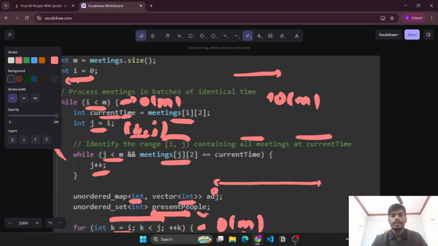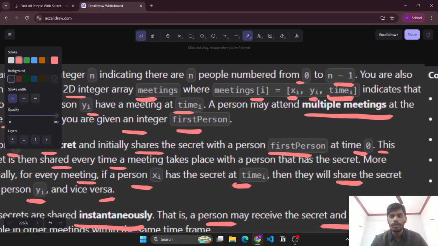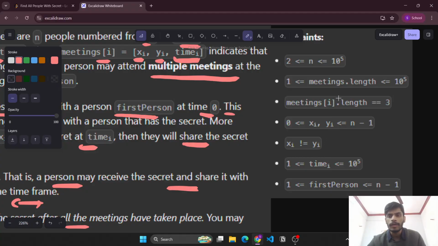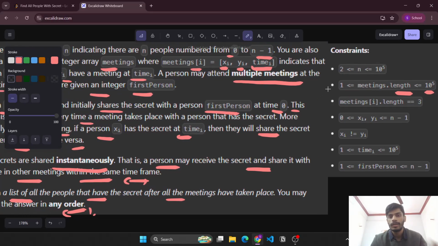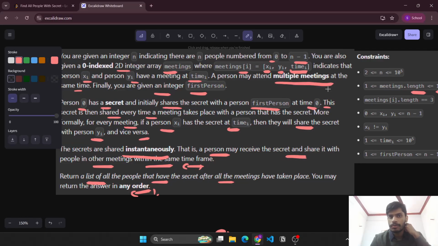Now let's see the constraints as well. We saw that n can go up to 1e5 as well as m can go up to 1e5. So m log m is pretty acceptable here, because it will be of the order of 1e6 or 1e7, and this will get accepted. So this was a pretty simple approach to solve this problem.